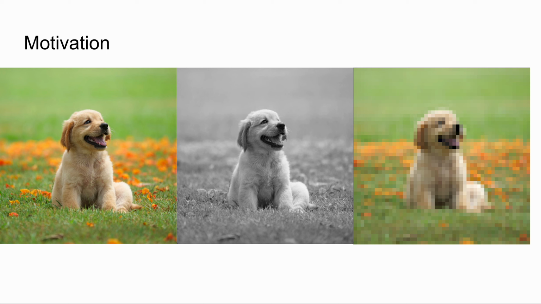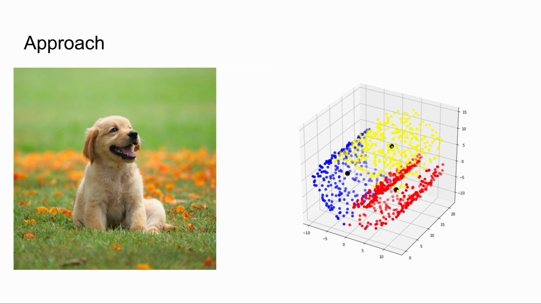So traditionally, you compress images by eliminating some of the channels, i.e., turning the image into black and white, or maybe by decreasing the number of pixels. But this, as you can see, results in a very pixelated image. So our idea here was to use k-means clustering to come up with a better way of compressing images.